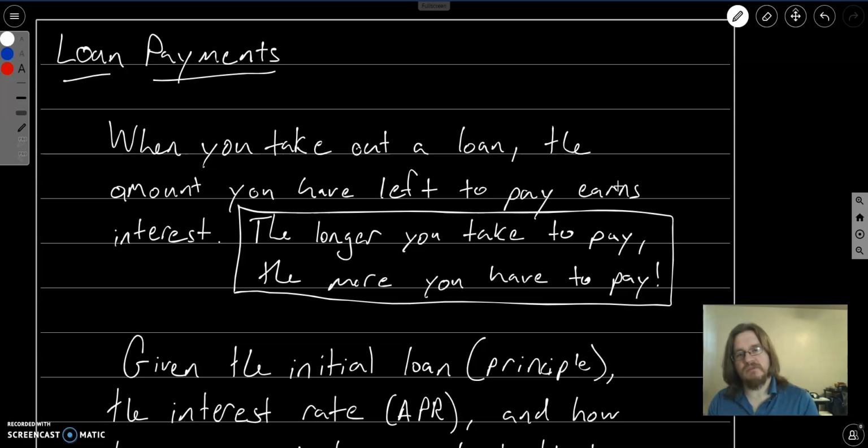So the quicker you can pay it back, the less interest you have to pay, so the closer it is to the actual amount that you took out. So again, the longer you take to pay back a loan, the more you have to pay overall. But if you want to pay it back quicker, that means that you have to make larger monthly payments. So there's the trade-off. Do you pay more each month to pay off the loan quicker, or do you pay less each month, but you just have to pay back your loan over a longer period of time?